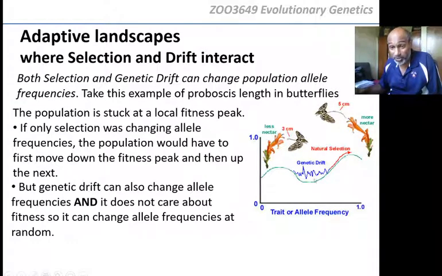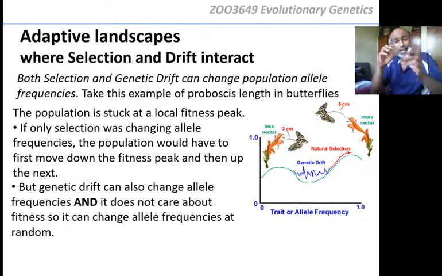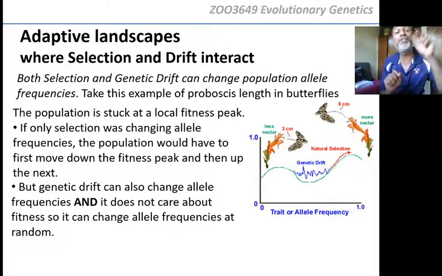But genetic drift, remember, doesn't select the fittest allele. Even if selection is saying, this allele is going to the next generation, drift comes and says, oh no, the population is small, this one is going to die. Even if it is the fittest. Genetic drift doesn't care about your fitness, right? So it changes the allele frequency at random.